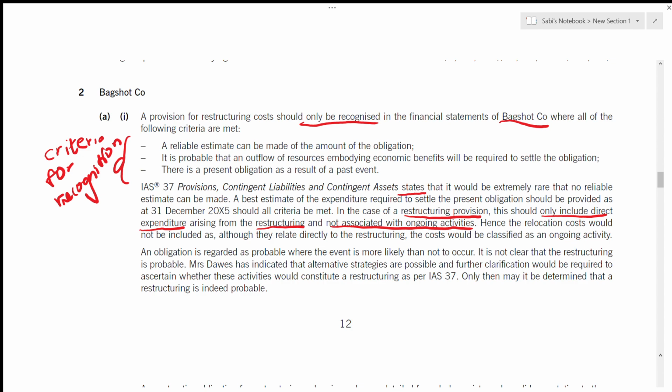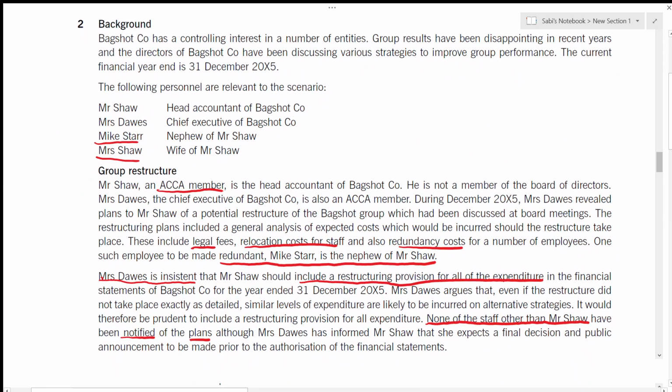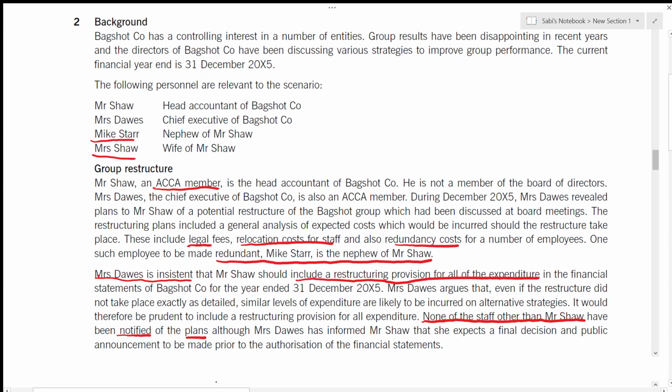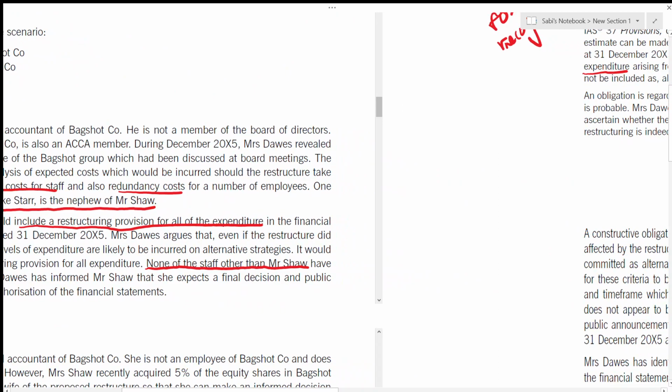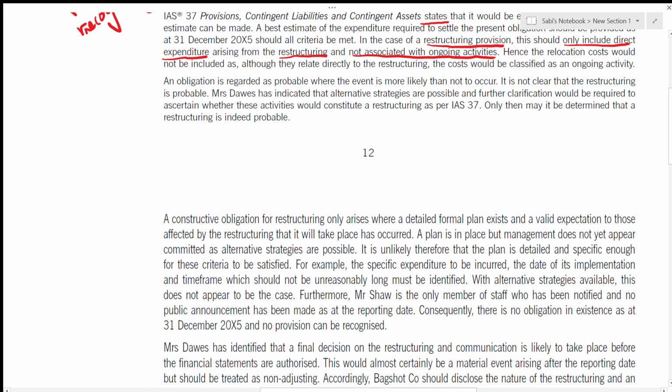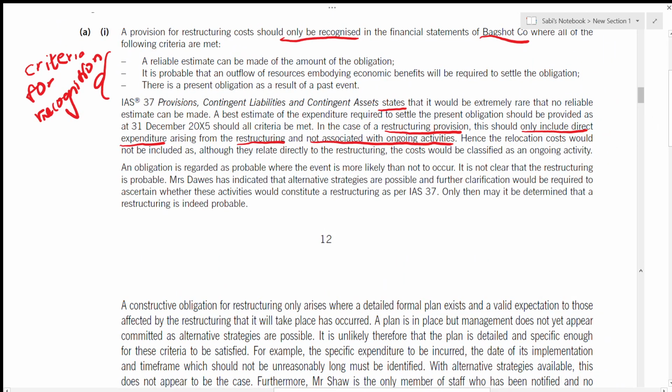Why does it need to be there in your answer? Because in the case study you have been given three types of expenses. Let's go back and check. Yes, these were the three costs: legal fees, relocation cost for staff, and redundancy cost for a number of employees. Are they ongoing, or are they direct expenditure arising from restructuring? You need to classify each one. Then only you can say whether a provision should be recognized or not. So this sentence needs to be there.